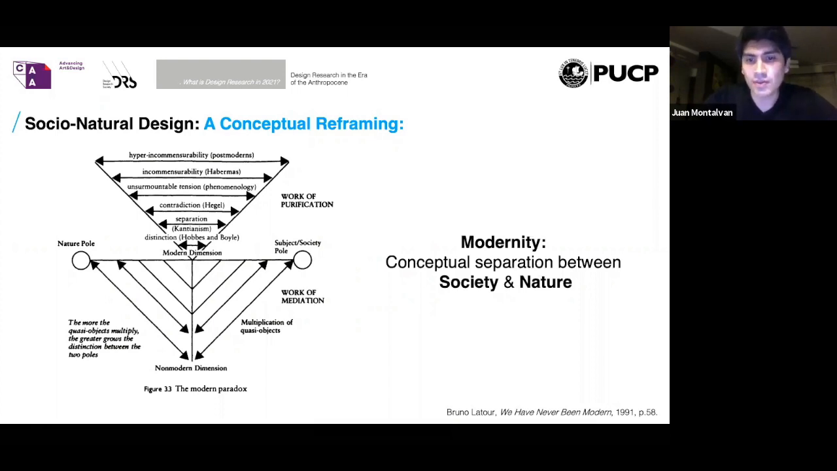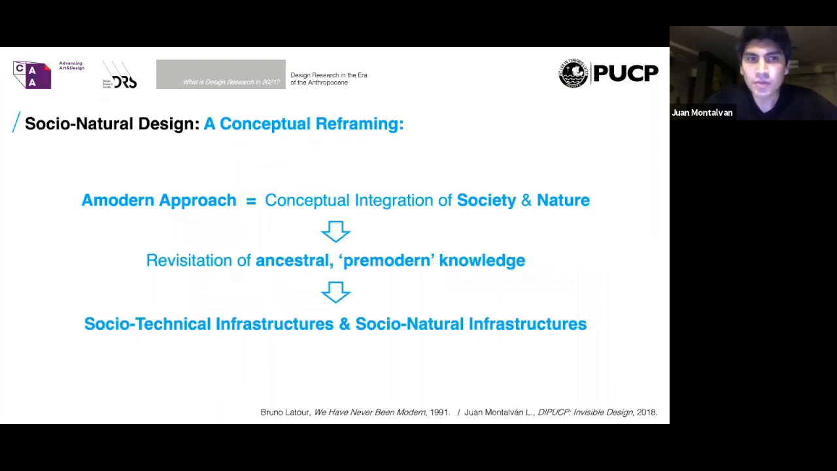In the work of Bruno Latour, there is an interesting inquiry into the very concept of modernity, which is in essence a conceptual separation between society and nature that has been evolving since the time of the Enlightenment, towards a modern approach which seeks a conceptual integration of society and nature. And along with the concept of amodernity comes a revisitation of pre-modern knowledge or ancestral knowledge.